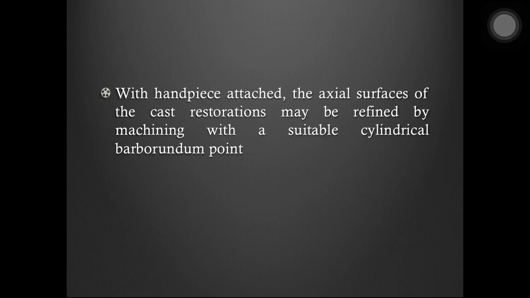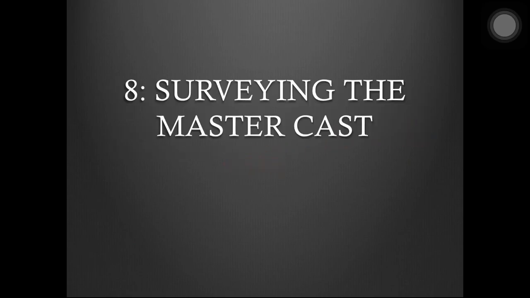you have seen that different types of surveying tools can be used over a surveyor. Either it can be a carbon marker, a metal portion, a carbide bar, or a straight handpiece, which can also be used along with a cylindrical carborundum point.